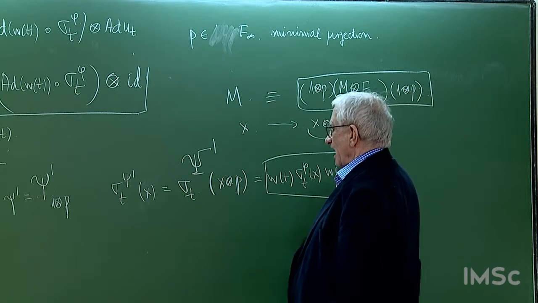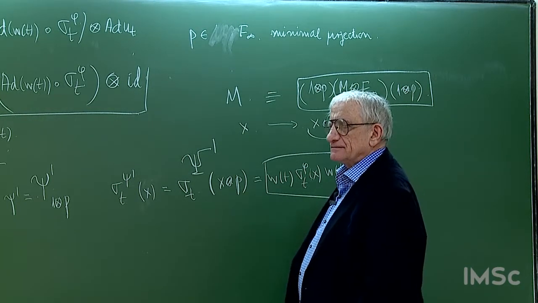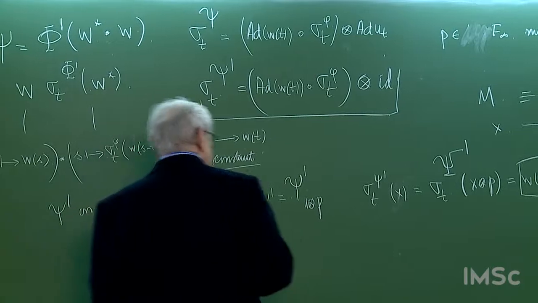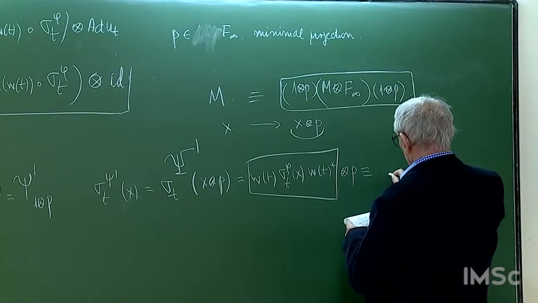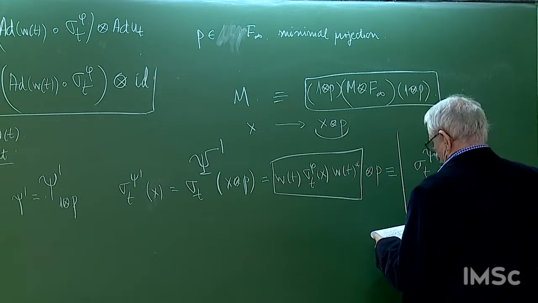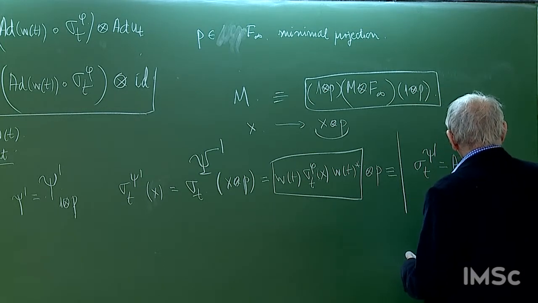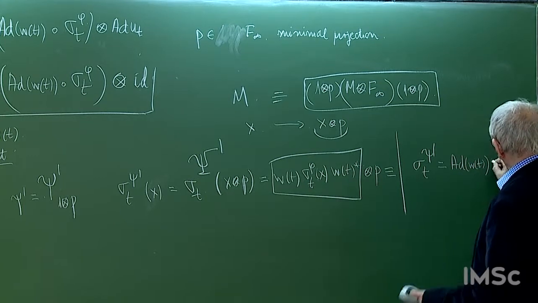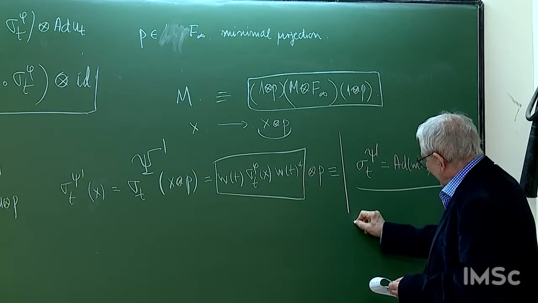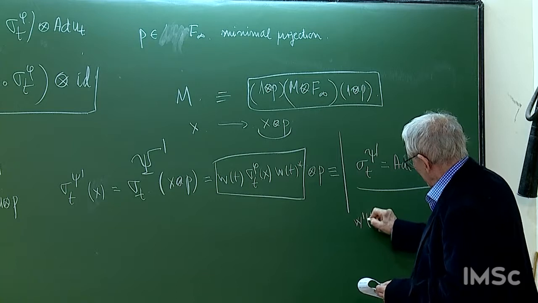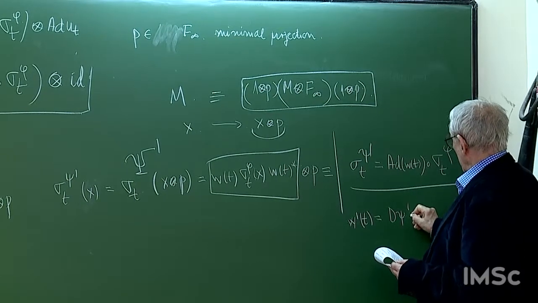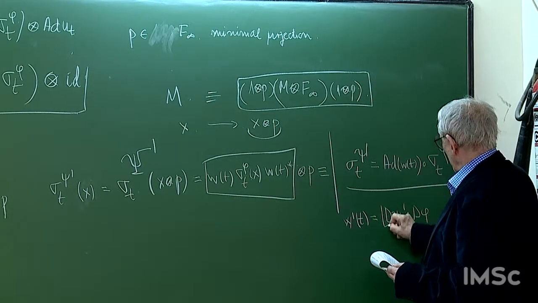Now I have to define the weight itself. So I will consider, I will put here, this is sigma t, sigma t psi prime. It's equal to Ad of v of t composition with sigma t of phi. Okay. And now what I do, I take w prime of t, which is d psi prime d phi t.